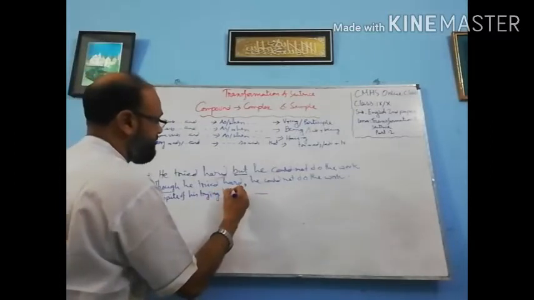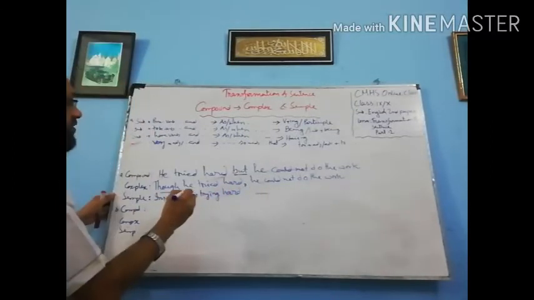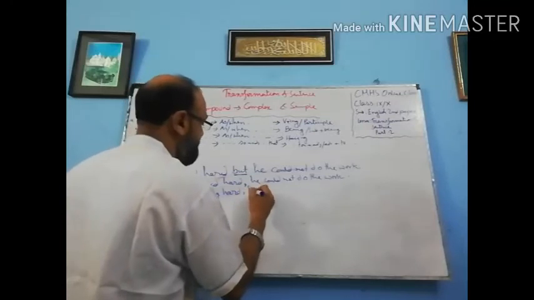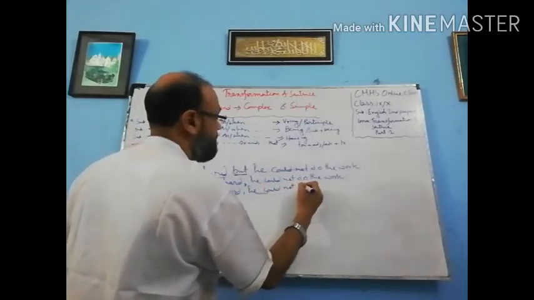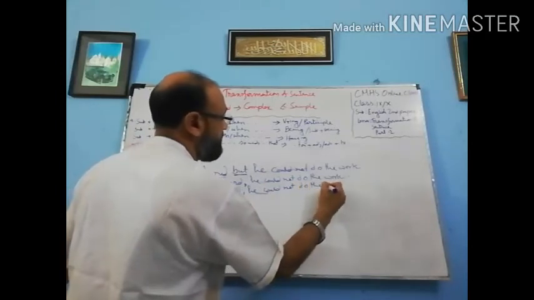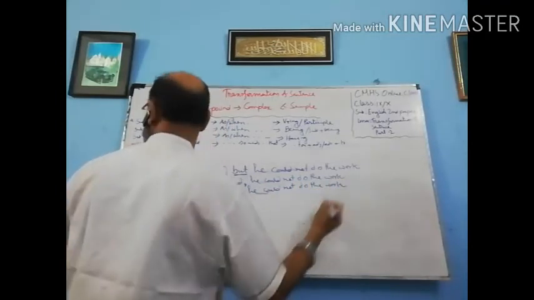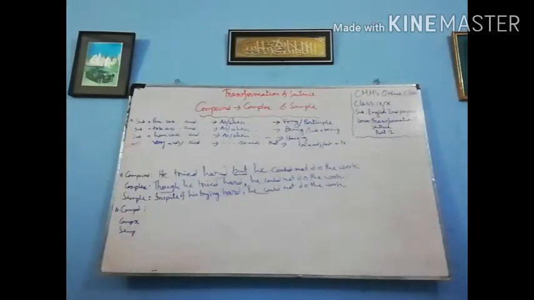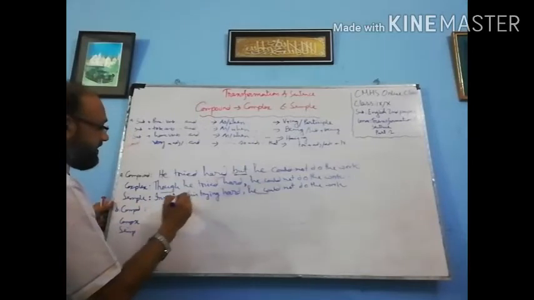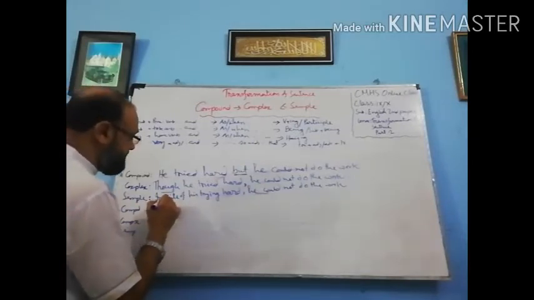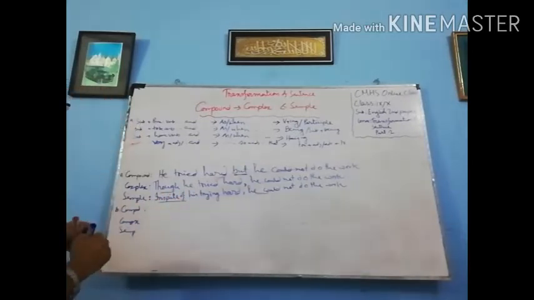in spite of his trying hard, he could not do the work. In spite of his trying hard, he could not do the work. So this is the simple one. How can we make it simple?